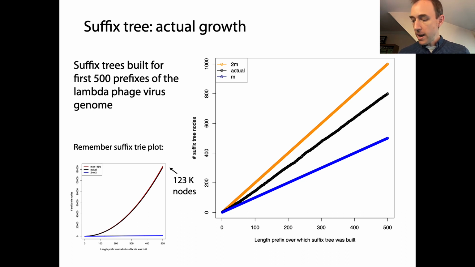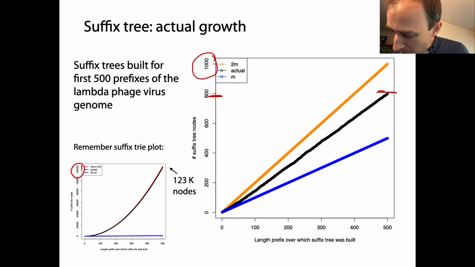Okay? But, crucially, it's way smaller than the suffix trie in terms of the number of nodes. Just look at the scale of this plot. This plot only goes up to 1,000, and actually this highest point that we see here, I guess, is closer to 800 or so. Whereas before, when we made the plot for the suffix trie, we were seeing over 100,000 nodes in our suffix trie for the exact same data, the exact same virus sequence. So much better, much more practical.